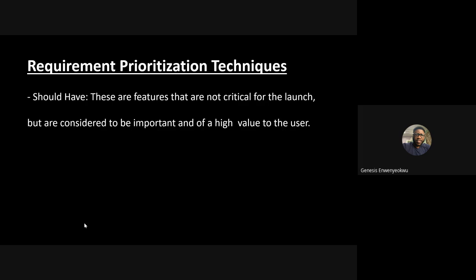Then the should-haves are basically features that are not critical for launch, but are also considered to be important and of high value to the users. So a feature that if we don't implement it before we launch, users can still use our product to get value. But it is important for us to have those features so that we can give them a better experience, so that they can actually get the best value from their work. Let me give an instance to you.